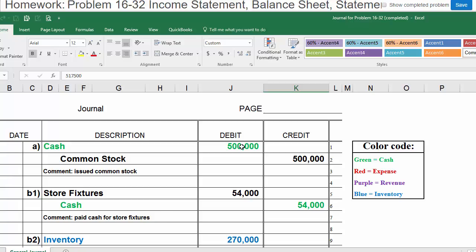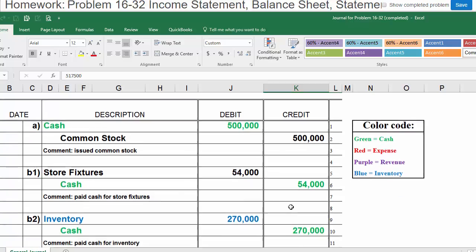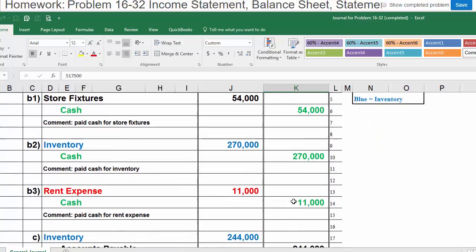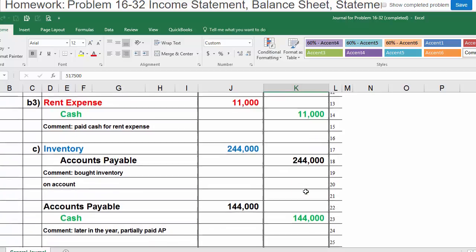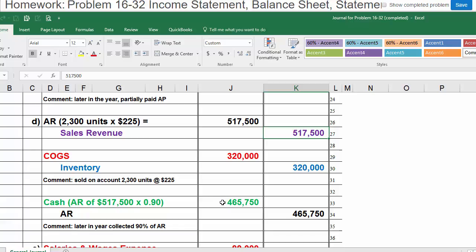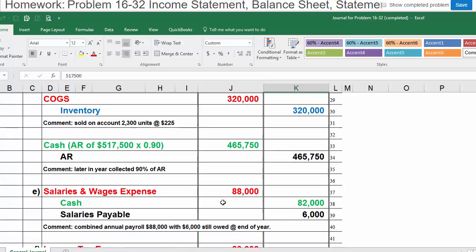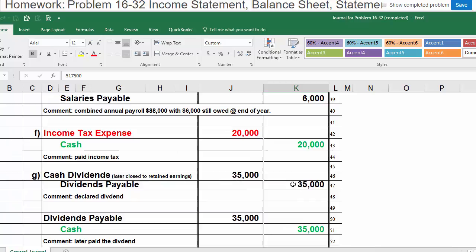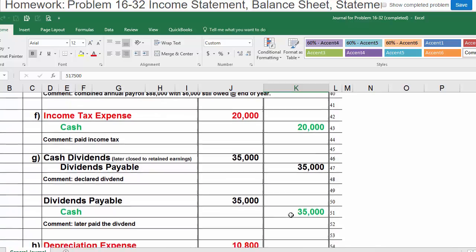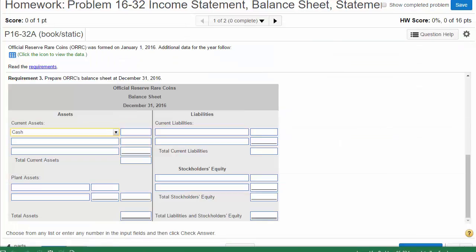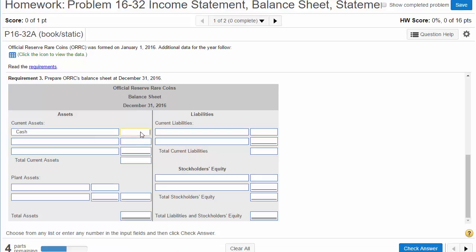So we got 500,000 minus 54,000 minus 270,000 minus 11,000. Remember, we're looking for green. Minus 144,000 plus 465,750 minus 82,000 minus 20,000 minus 35,000, and that's it. So when we do the math, we get a total cash of $349,750.